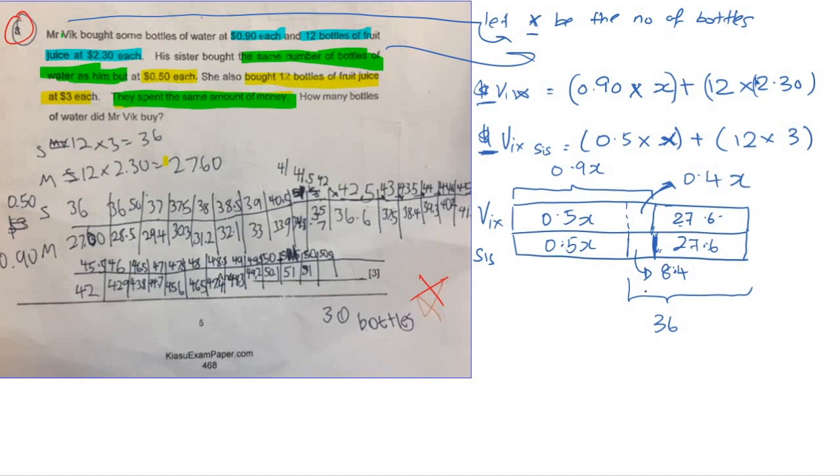So can I find the number of bottles? X is the number of bottles, and I can find X. So 0.4X equals 8.40, right? So X, which is the number of bottles, is 8.40 divided by 0.4. It will give me 21 bottles. Can you see it?